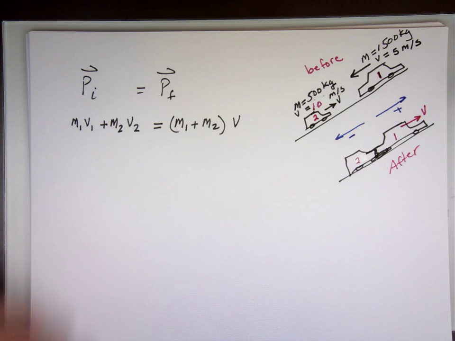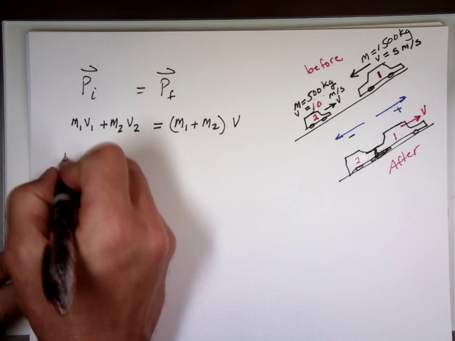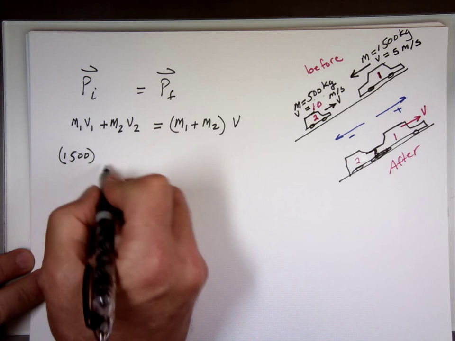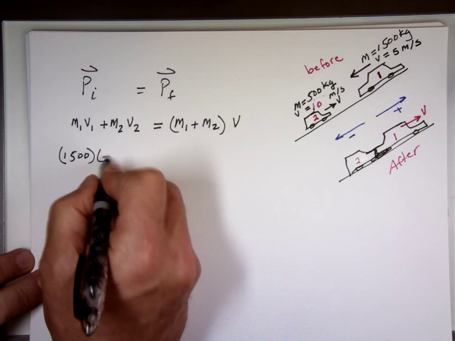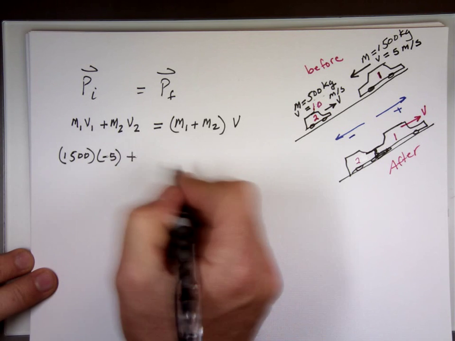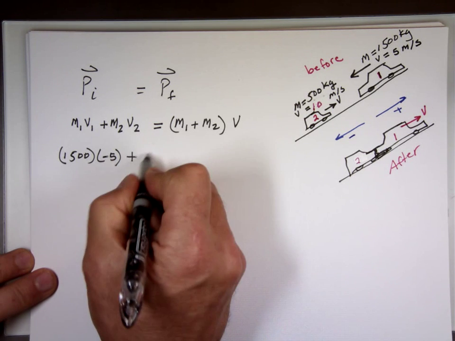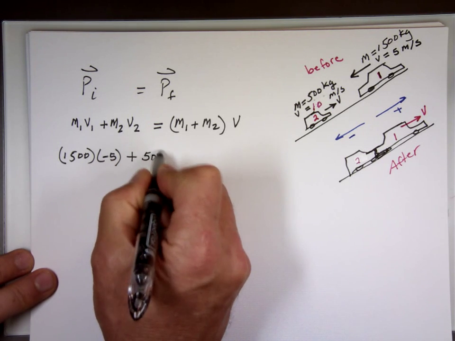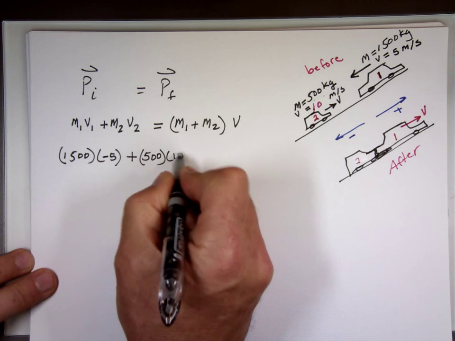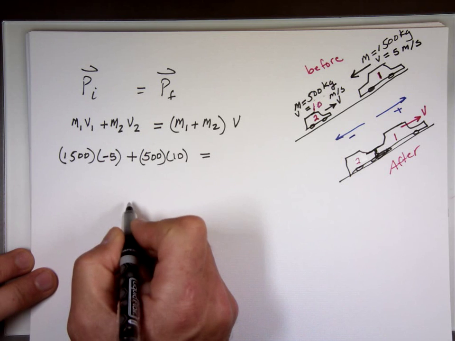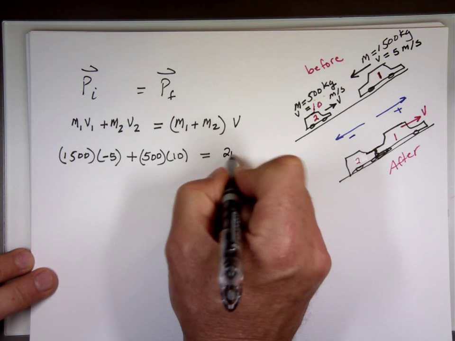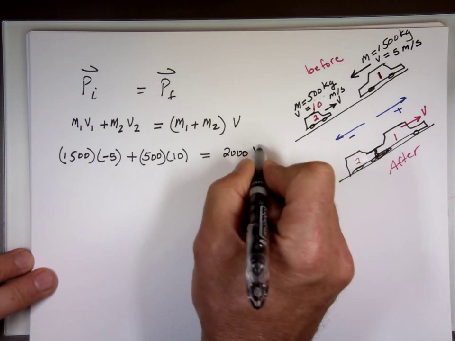For car 1, what was the mass? 1,500. What was the velocity? Yep, -5. For car 2, what was the mass? 500. What was the velocity? +10. When you put the two cars together, what do you have for a mass? 2,000 times the velocity.